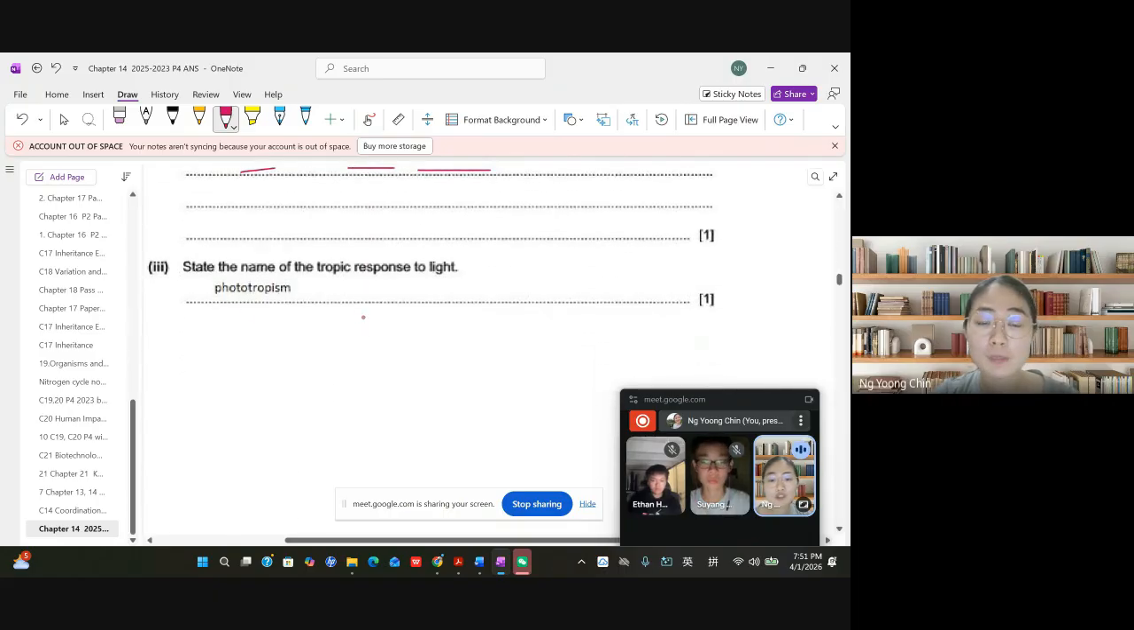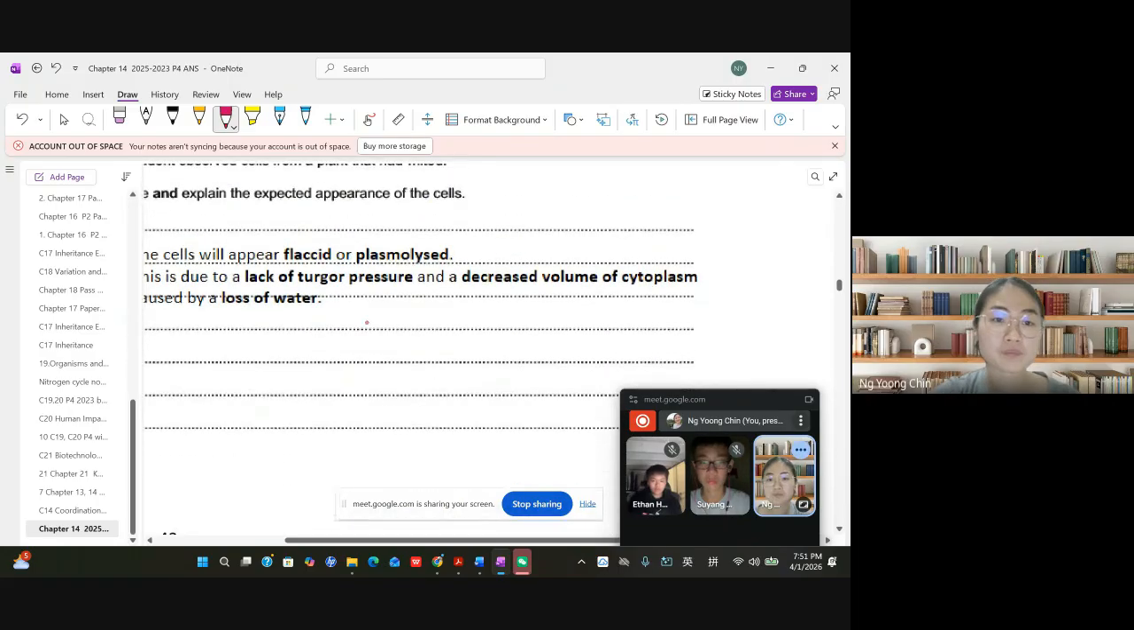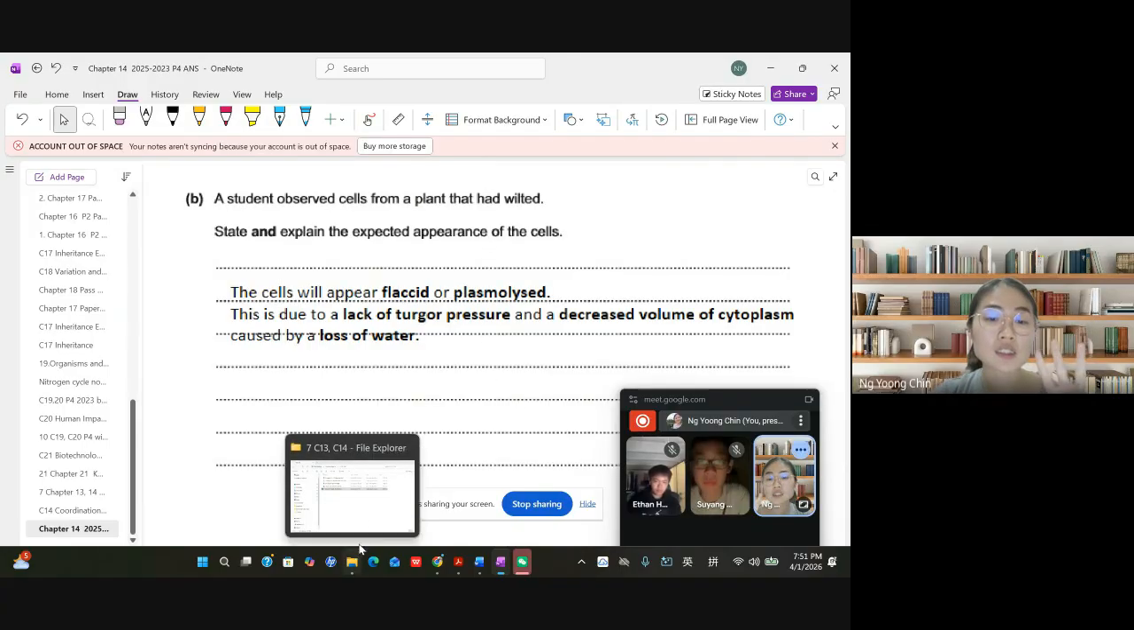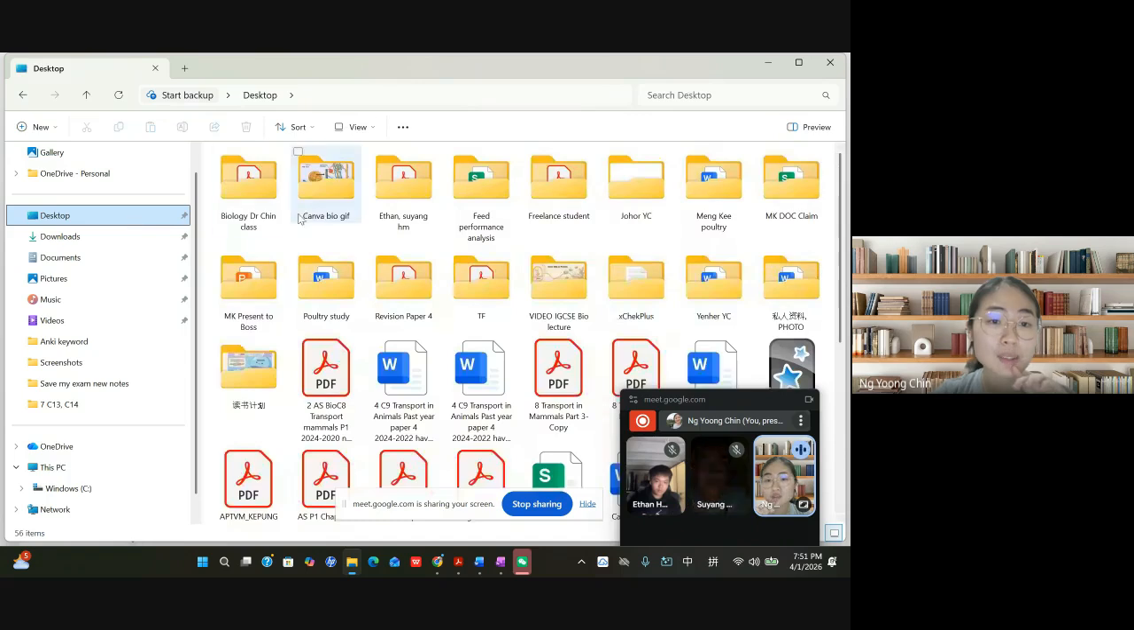Okay, and this is phototropism. And then for this one, observe the cell from the plant in the wilted state and explain the appearance of the cell. Okay, this is chapter 3, osmosis. You should know about the three states of the plant, which is referred to what? Where is it? The three states of plant.